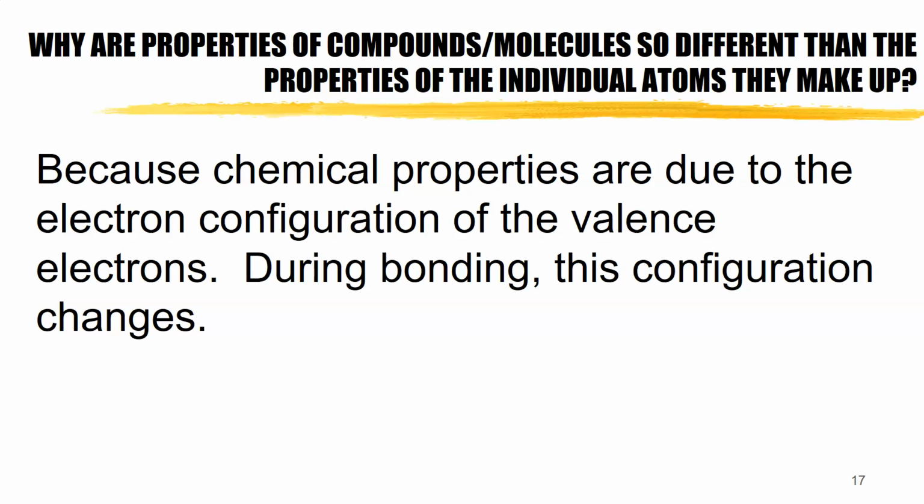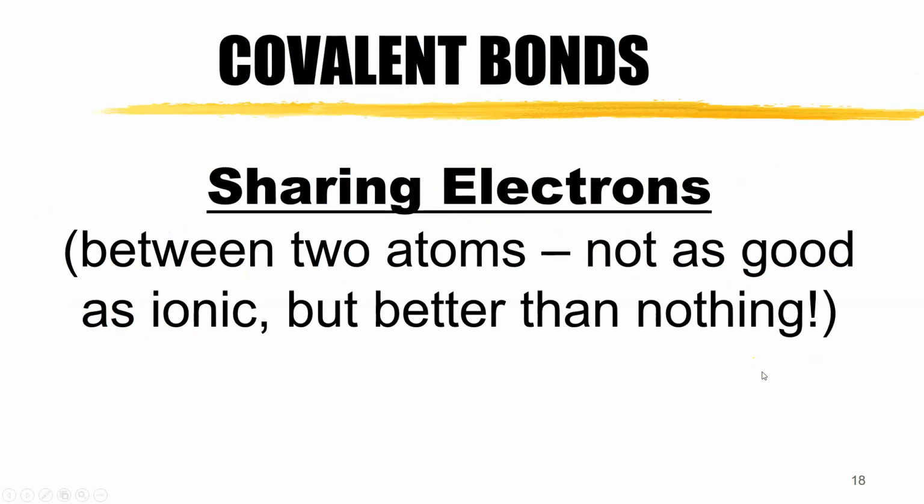All right, let's switch gears a little bit. We're going to do covalent bonds next. Covalent bonds are where electrons are being shared. It's not as good as ionic, right? It's not a perfect swap, but it's better than nothing. So if something can't make an ionic bond, the next best thing is to do a covalent bond.